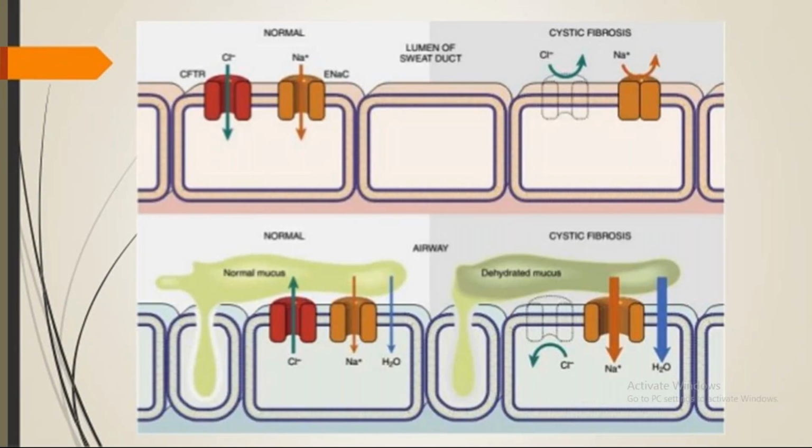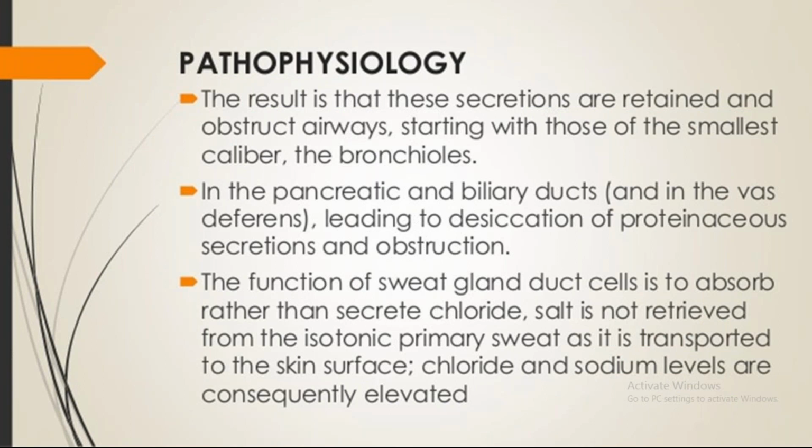This is the structure showing CFTR, which normally allows for chloride conductance into the cell. Abnormality leads to defect in chloride conductance, leading to thick secretions. Pathophysiology: due to abnormality of CFTR, the secretions are retained and can obstruct the airways, starting from the structures with smallest caliber, like bronchioles. In the pancreas and biliary ducts, obstruction leads to desiccation of these proteinaceous secretions and obstruction.